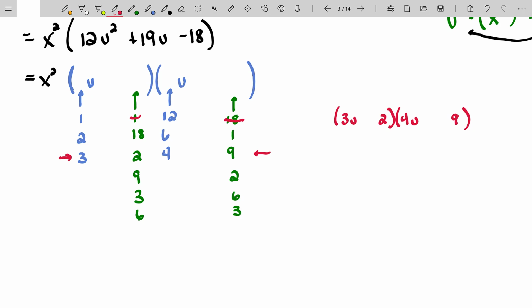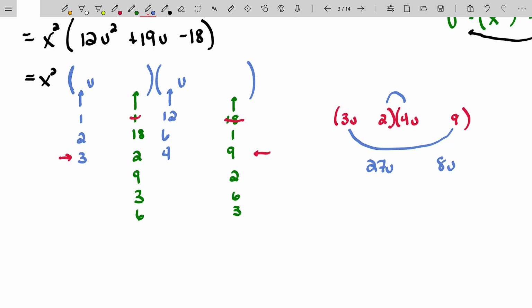Now, by design, it should be the other way around. 3u times 4u is always going to be 12u squared. And 2 times 9 will always give me the 18. So I'm not concerned about those. I'm concerned about the outers and inners. The outer is 27u. The inner is 8u. Is there any way to combine 27 and 8 to become a 19? And the answer is yes.